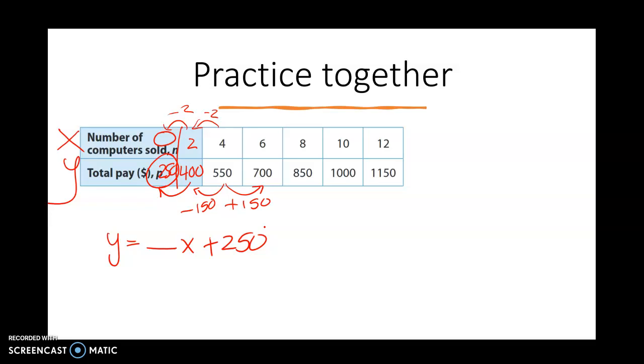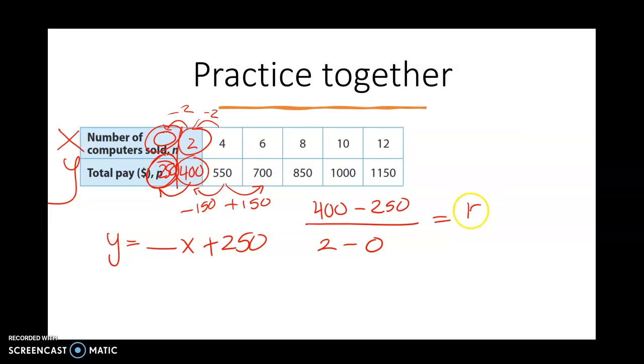Great, halfway there. Now we're going to plug two ordered pairs into slope formula. y2 minus y1 over x2 minus x1. So I'm going to take 400 minus 250, y2, y1, over x2, which is 2, minus 0. 400 minus 250 is 150. Over 2 minus 0 is 2.